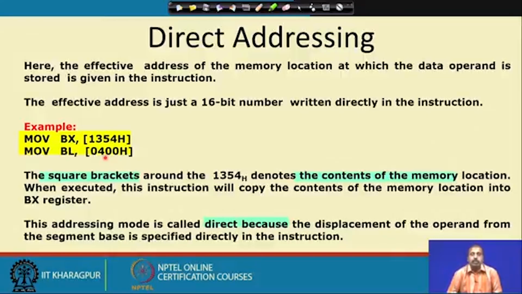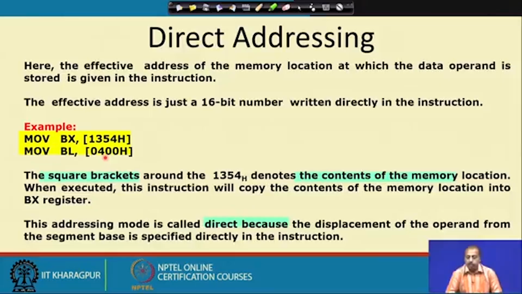Okay. So, that is the convention followed in 8086 assembly language. If the square brackets are missing, then that will mean immediate data. If the square brackets are there, it will mean that it is an address, so it will be accessing the corresponding memory location. When executed, this instruction will copy the content of the memory location into the BX register.